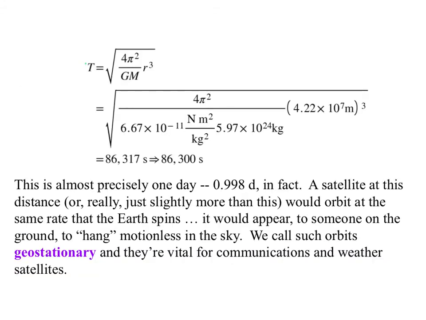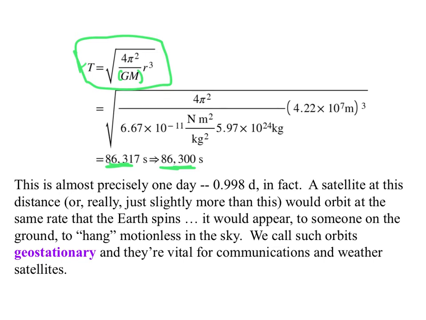So we start with our T, which is what we found before: the square root of 4 pi squared over GM times r cubed. We throw in a lot of grungy numbers, and do be careful. It's pretty easy to make random weird errors doing this. So be careful as you, for instance, are dividing by a product on your calculator. Make sure you put it in parentheses and so on. If you grind all that out, you get 86,317 seconds, which is 86,300 seconds to our proper sig figs.